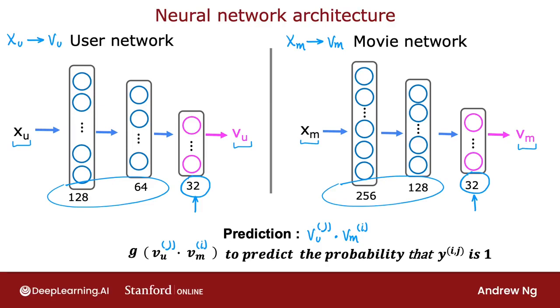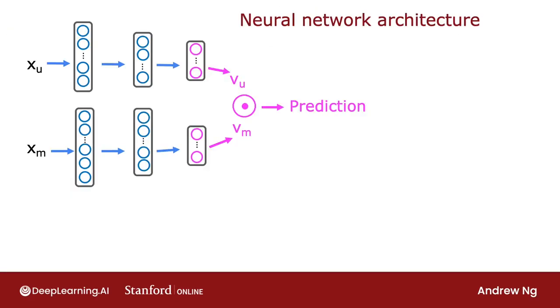So I've drawn here the user network and the movie network as two separate neural networks, but it turns out that we can actually draw them together in a single diagram as if it was a single neural network. This is what it looks like. On the upper portion of this diagram, we have the user network, which inputs XU and ends up computing VU. On the lower portion of this diagram, we have what was the movie network that inputs XM and ends up computing VM. And these two vectors are then dot producted together. This dot here represents dot product, and this gives us our prediction.